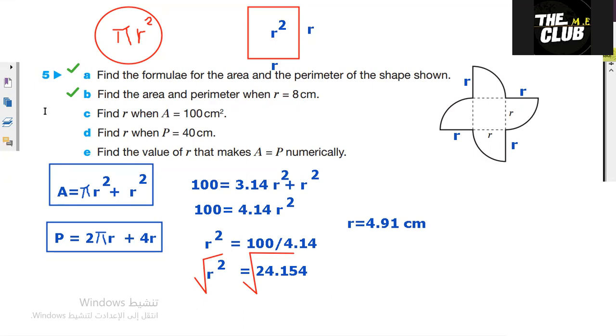Now, question D here, let's check. Here, see it. Question D, find R when P equals 30. So we're going to do the same steps, but with the perimeter. So first, let's cover this.